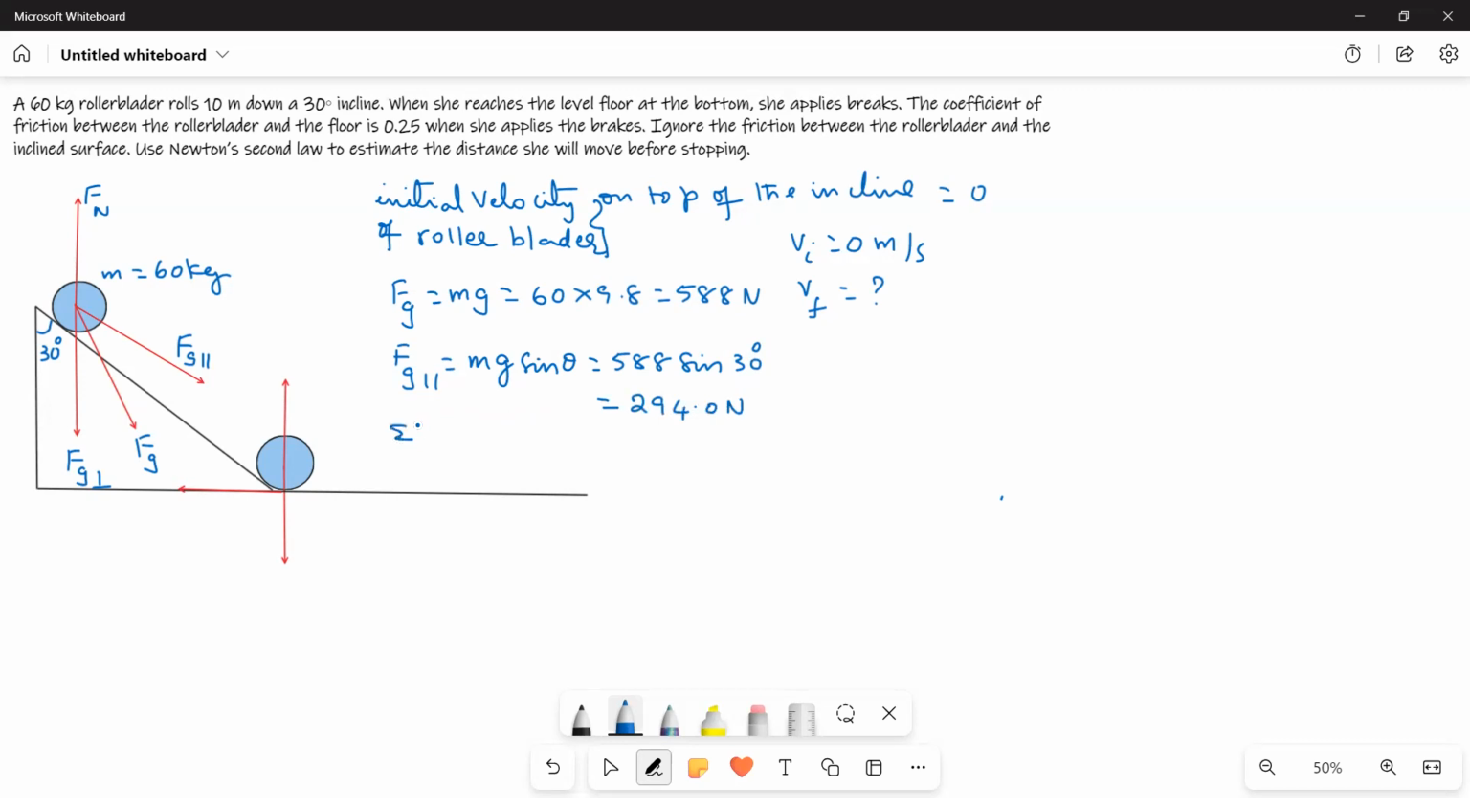We know sigma Fx is equal to ma. According to that, Fg parallel is the only force acting here, no other force. So Fg parallel is equal to ma. 294 is equal to 60 times A, so A is equal to 4.9 meters per second square.